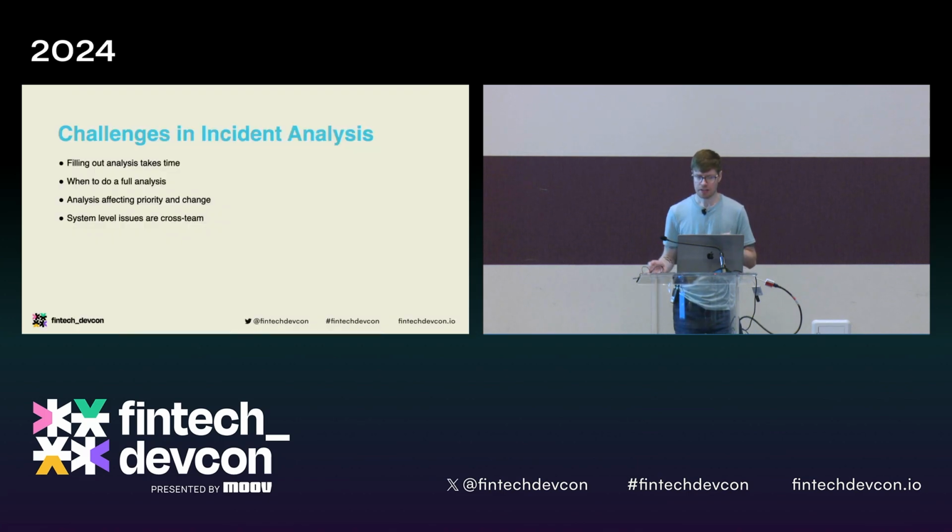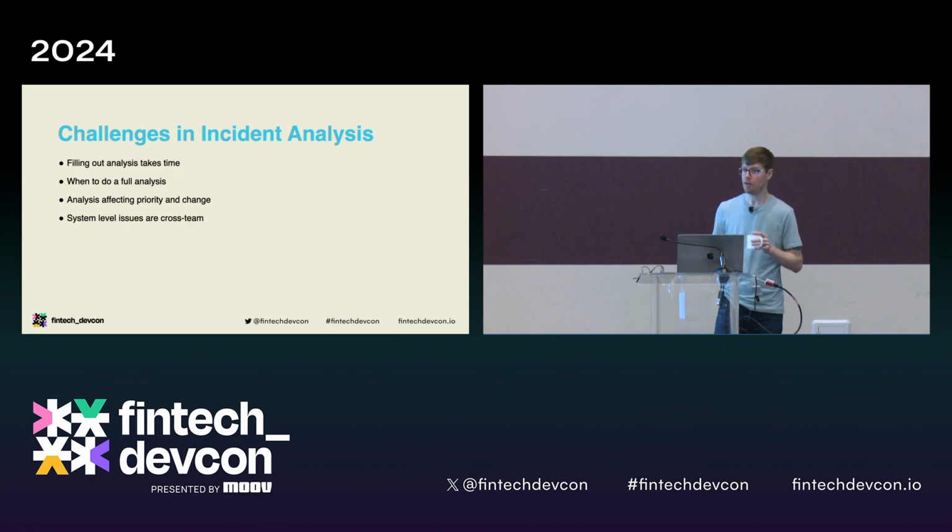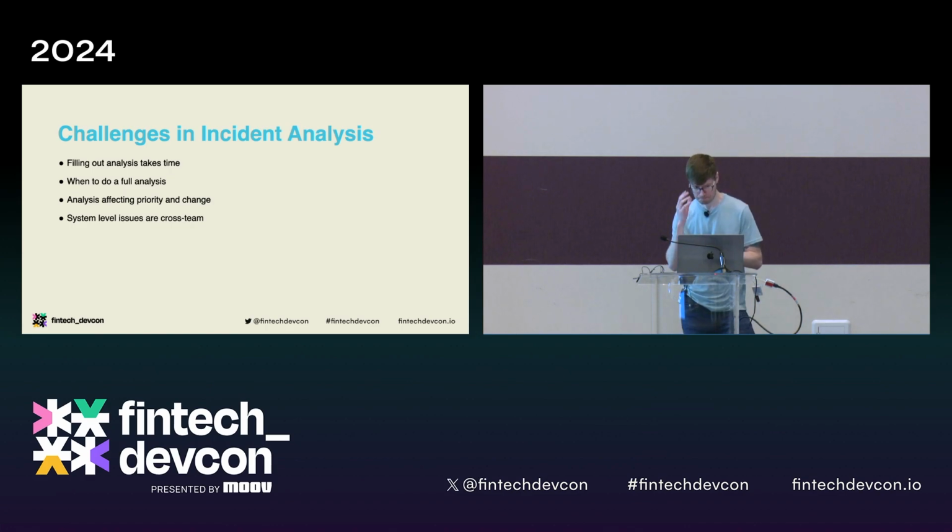Of course, there's challenges. If you don't do this already, this is going to take a lot of time. Filling out analysis and understanding systems is hard. The other issue, though, is that if you're not understanding your systems, you already have a problem. When do you do a full analysis? If it's a blip, do you actually do a full analysis? The answer is probably no, but you have to find that line. And these need to affect priority. If something needs to be fixed because it's hitting SLOs, it needs to get into the priority. If it's not, there's probably going to be a bit of an impedance mismatch between engineering and your system.